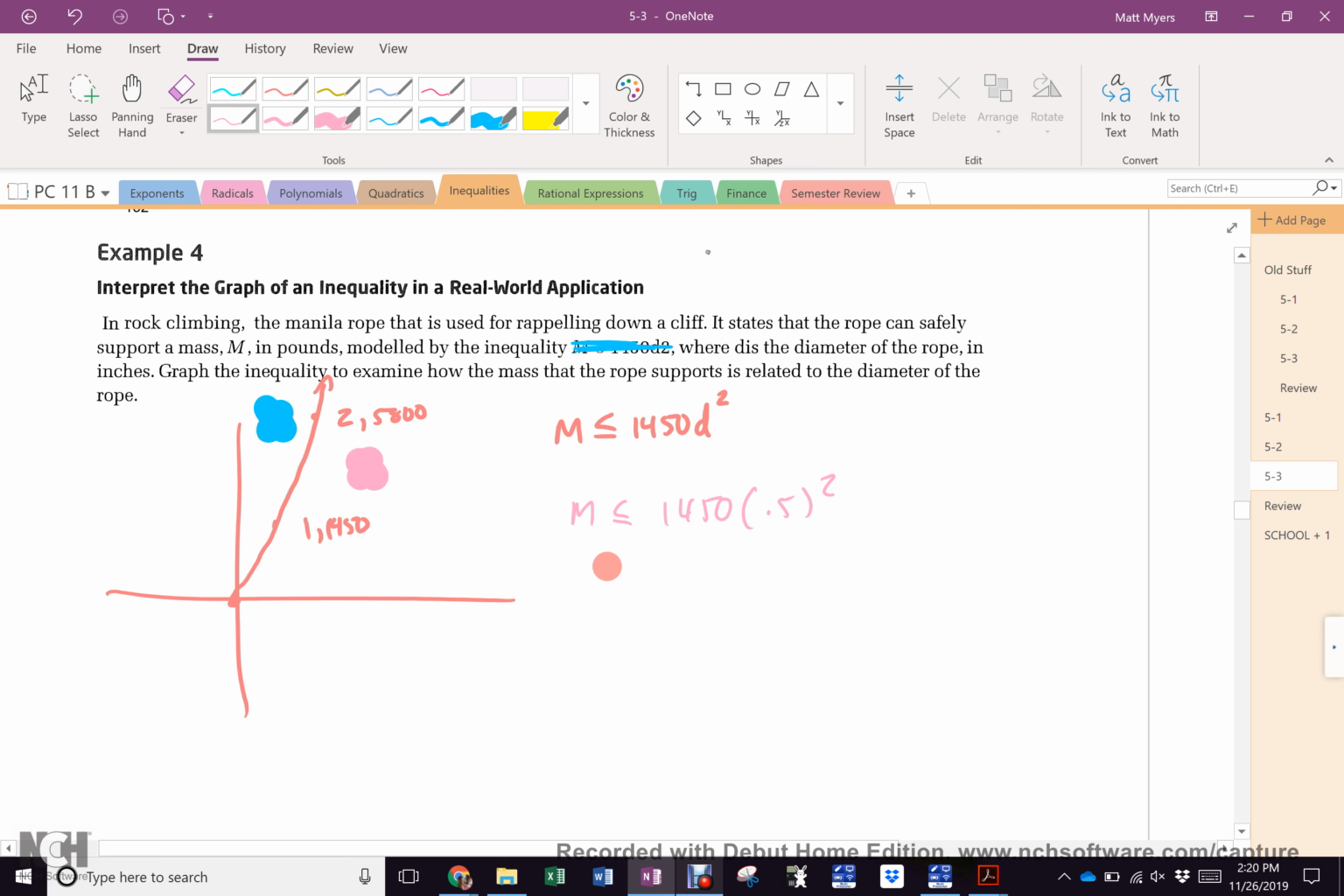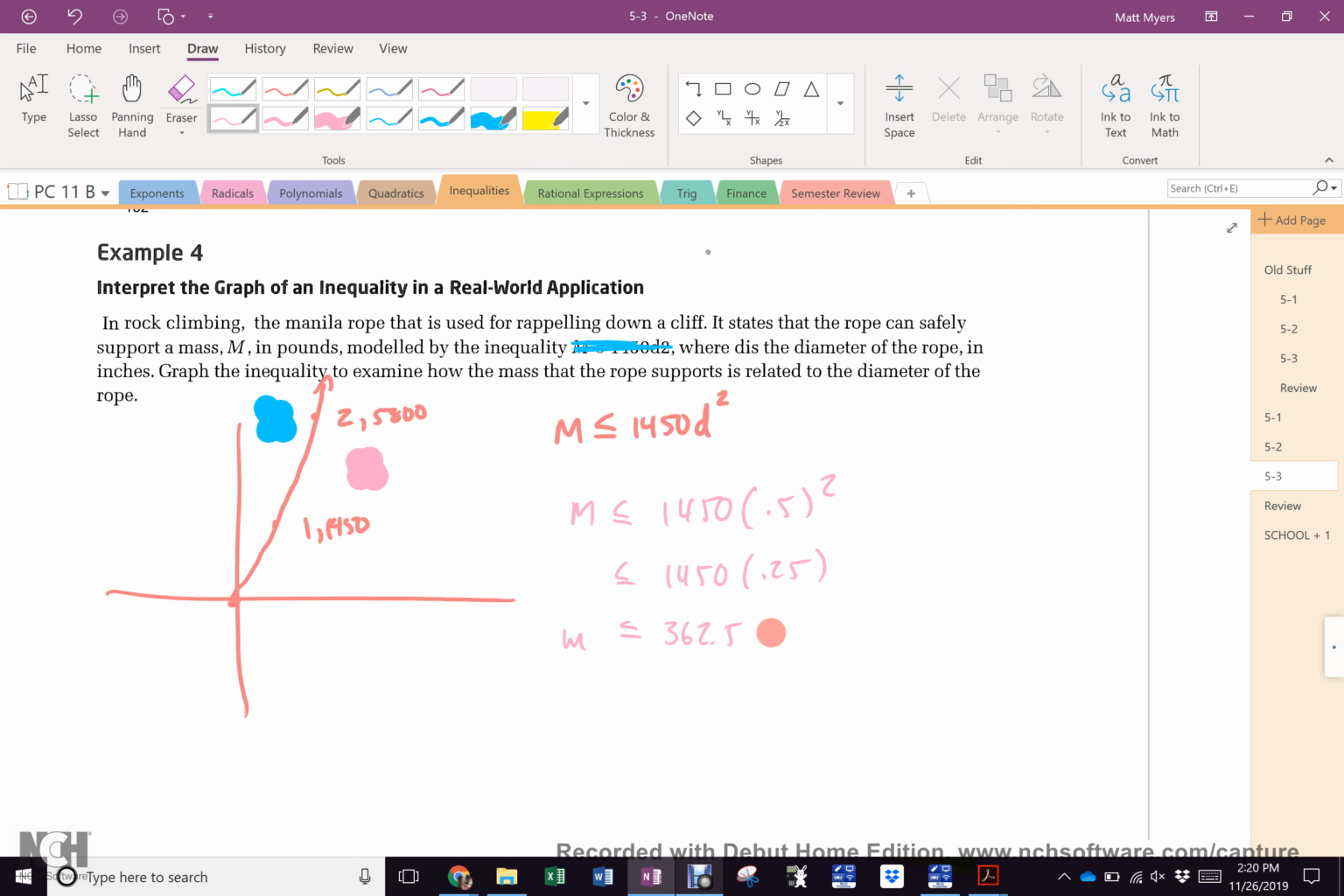What's 0.5 squared? What's 1450 times 0.25? Where's your calculators? Somebody can do that. Or, of course, 1450 divided by 4. What is it? 362.5 pounds. Is my mass less than that? I told you I was 207. So could I use a half inch rope? I could.